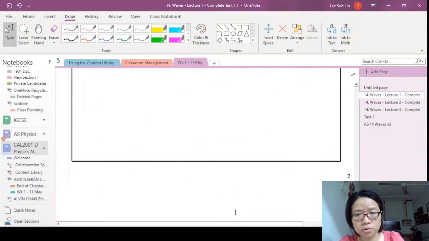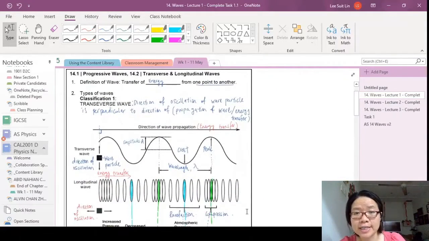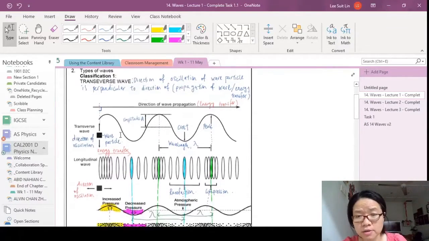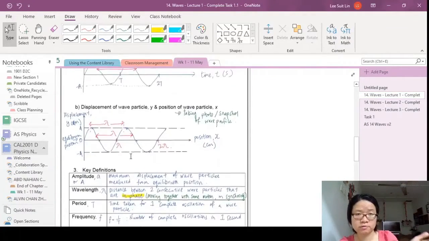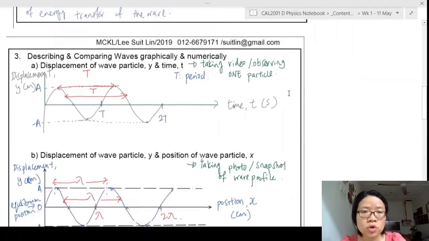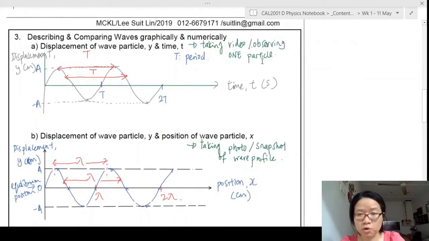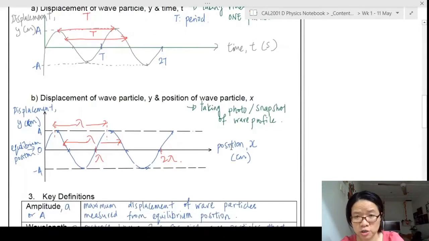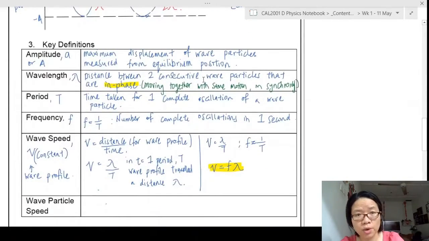But today, this is what we learned. So stay tuned for the examples video. Today we have learned that wave is energy transfer. We can classify waves into transverse or longitudinal. Number 2, we know that we can graph the wave with 2 different x-axes. One is time, one is position. They describe different things. One is for period, one is for wavelength.